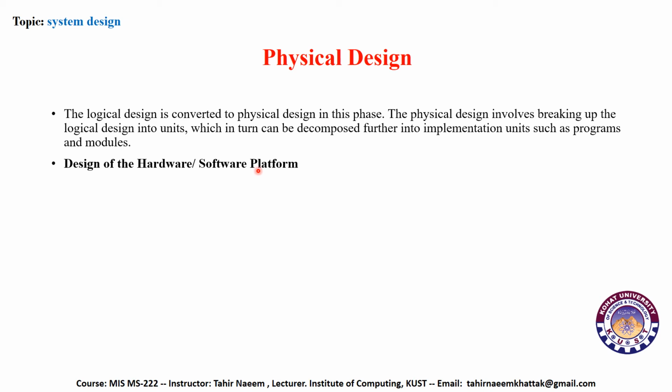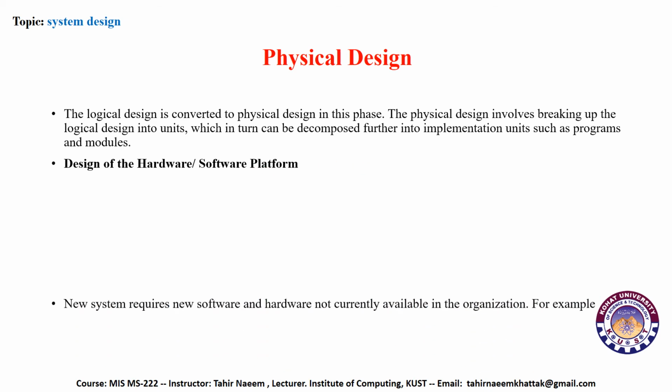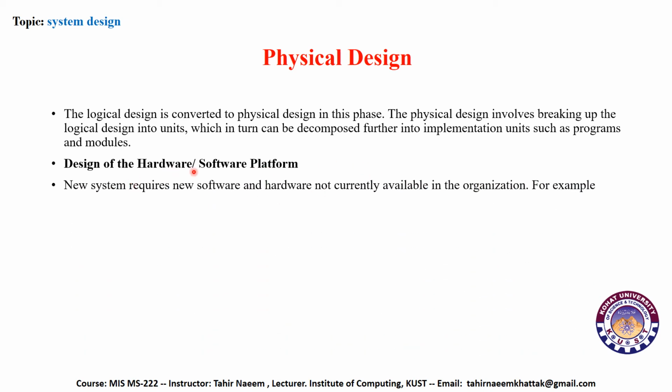Design of hardware and software or software platform. So first of all, we design the hardware and software. A new system requires new software and hardware not currently available in the organization. So we have to look at what hardware is present inside the organization, because whenever we implement a new system or new software, it has its own requirement of hardware and software. If it is not available in the organization, we must procure it.